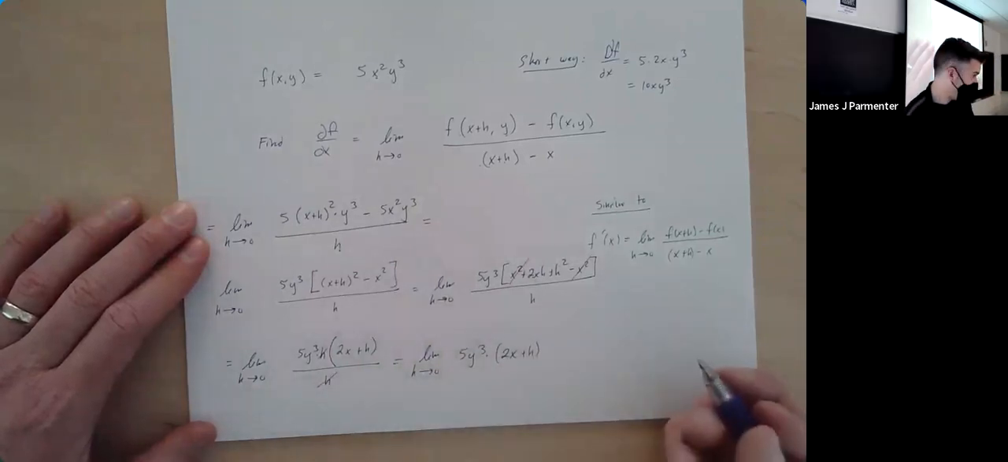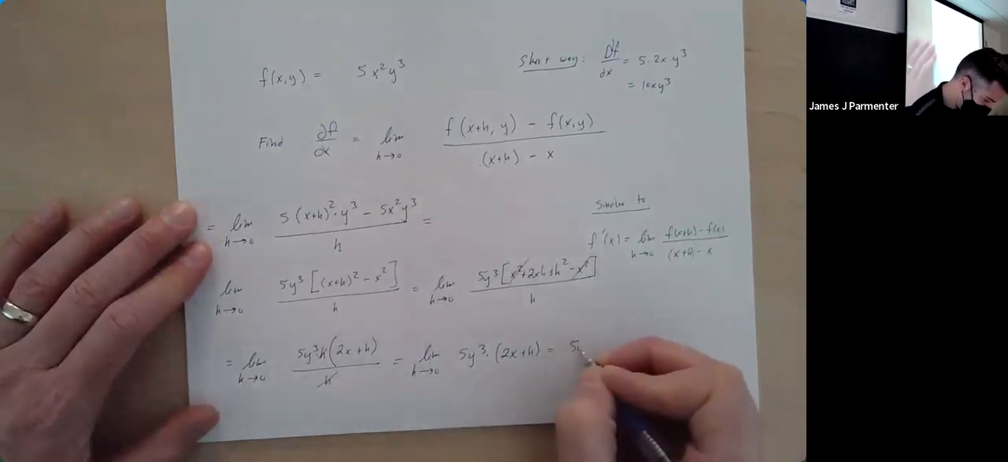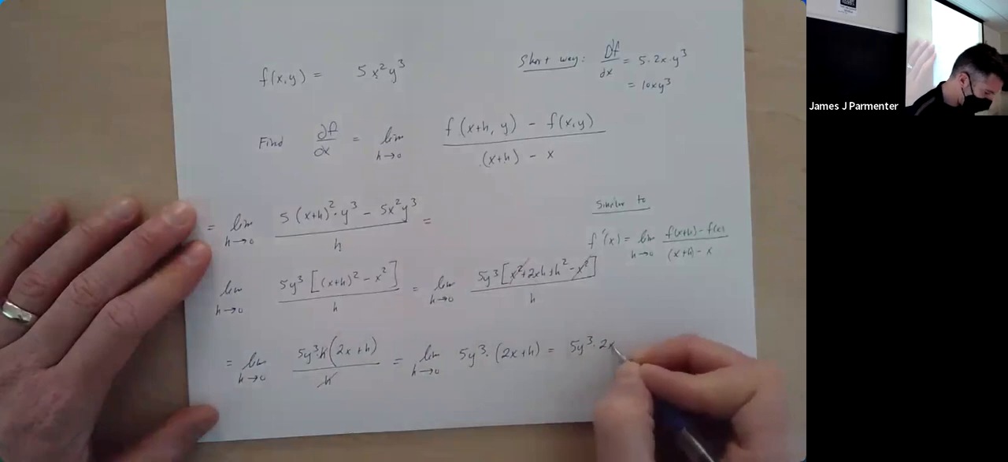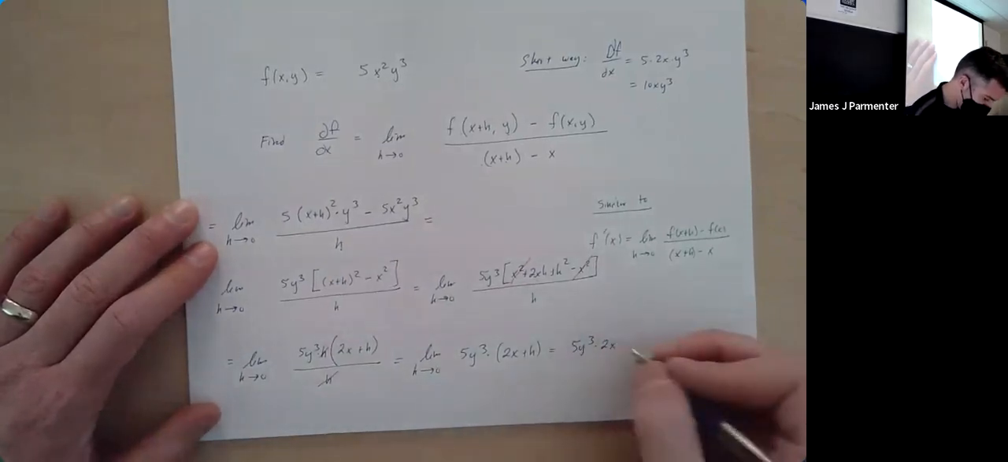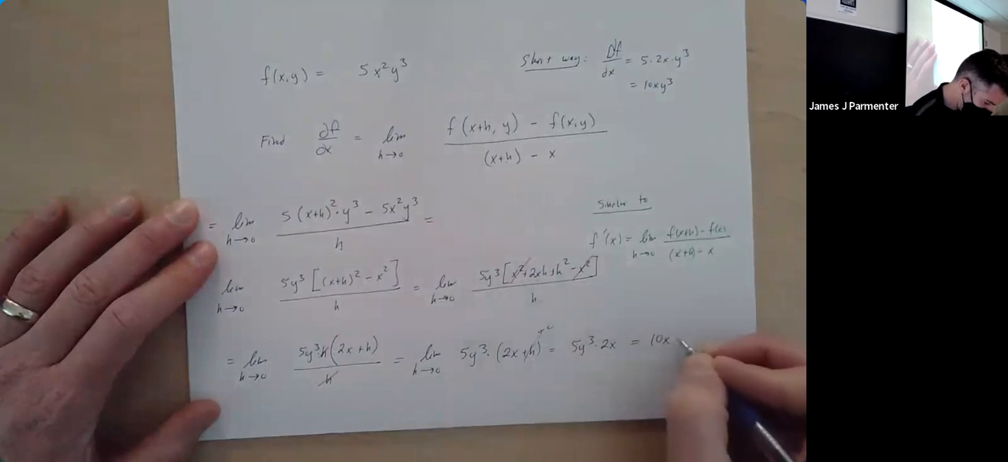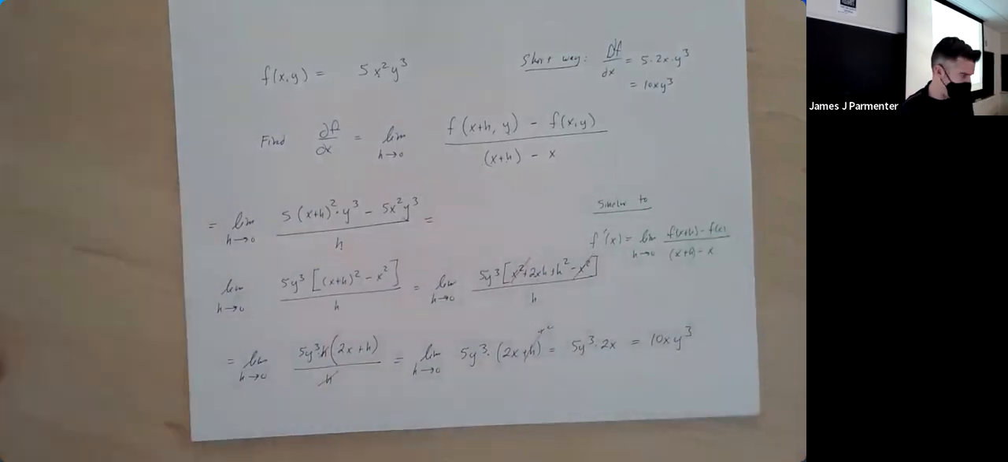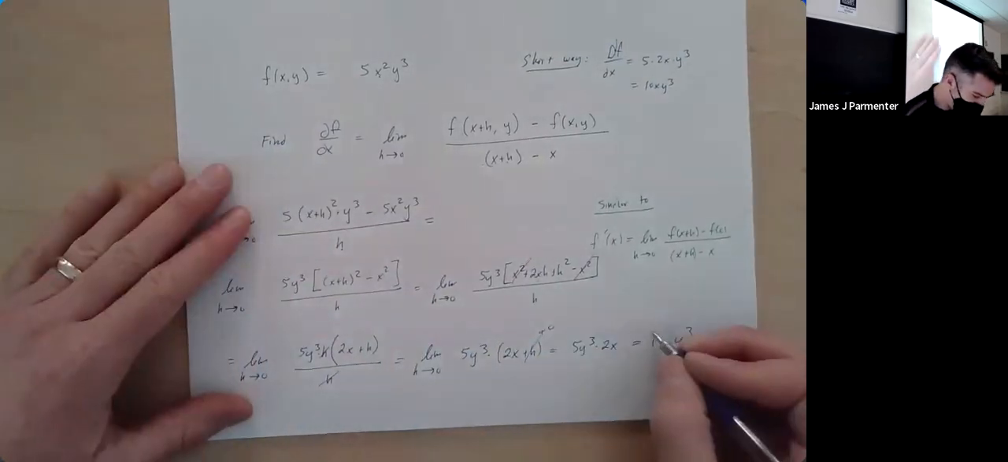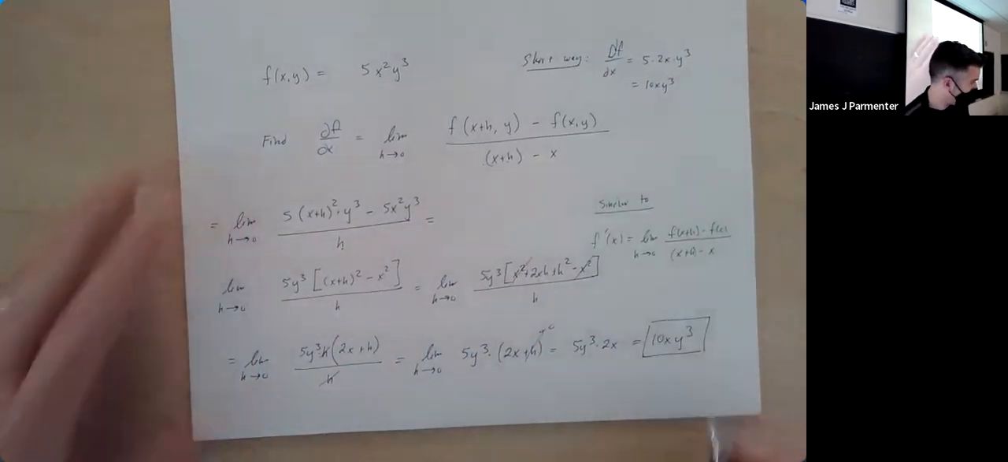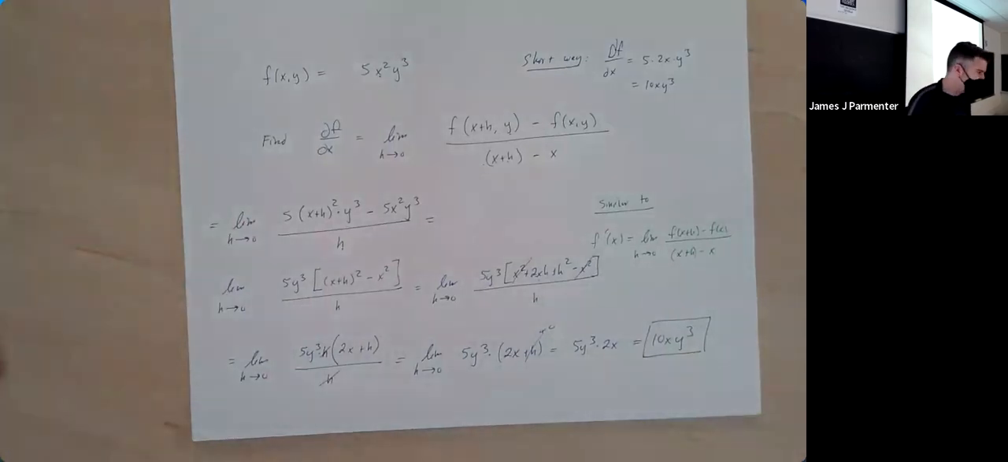That h is going to go to 0, and we're going to get 5y cubed times 2x, which I would then write as 10xy cubed. Because we have a natural preference to write things in alphabetical order if we have the option to. Or as some people like to say, lexicographic order, which just means alphabetical order.